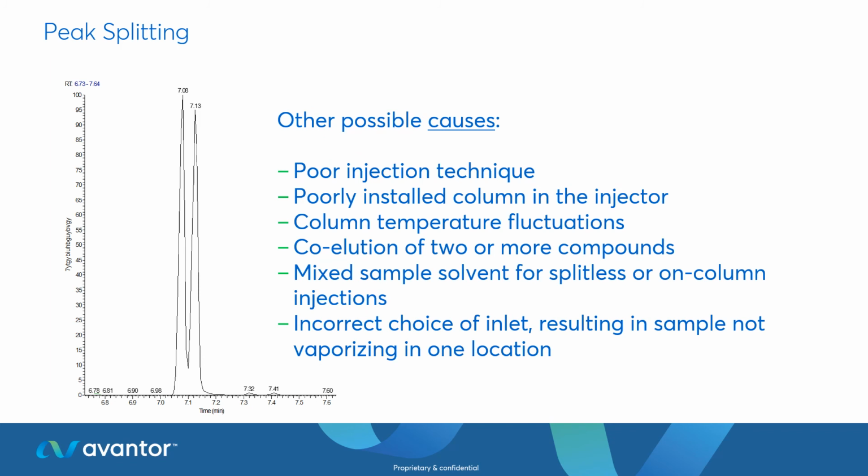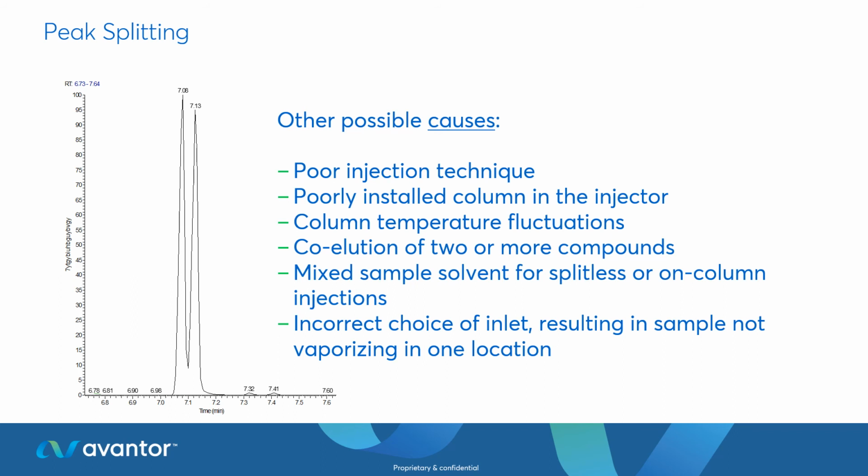Other possible causes could be poor injection technique. This should not happen with an autosampler, but if you're doing manual injections, it's something to be aware of. A poorly installed column in the injector can also cause this impact. Column temperature fluctuations, particularly if the column is not just resting on the cage but is on the metal liner on the inside of the column oven, can cause hot spots that can cause this.